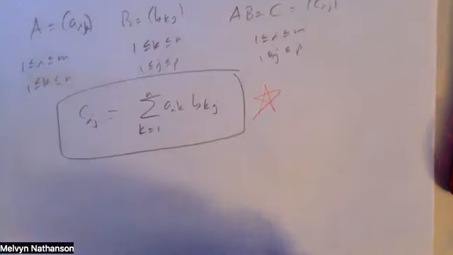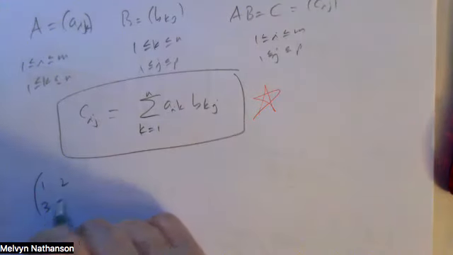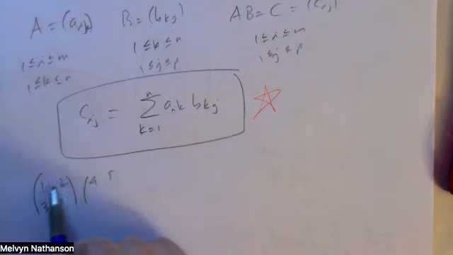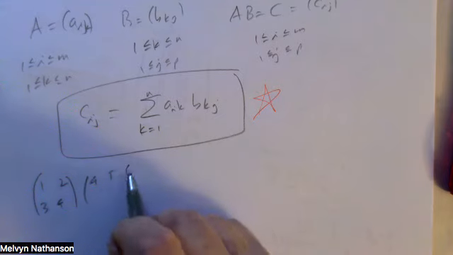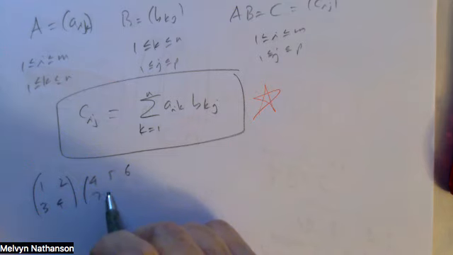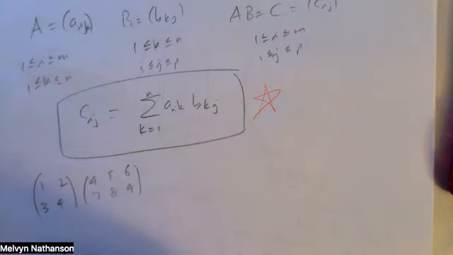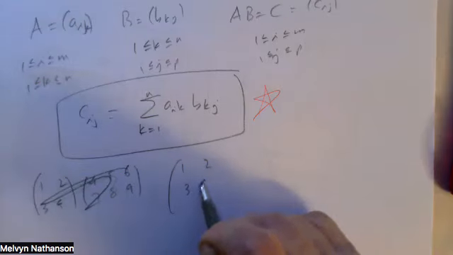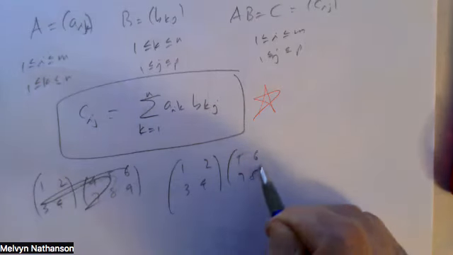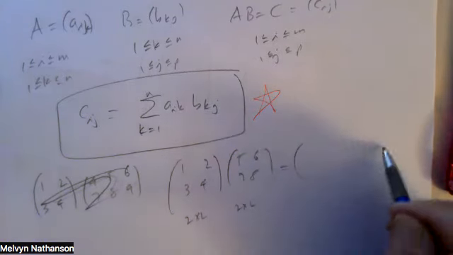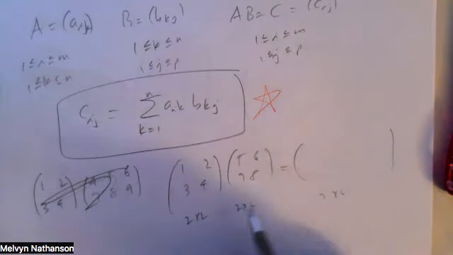So let's look at some examples. Let's take 1, 2, 3, 4, 5. This has two columns, so this has to have 2 rows. Actually, let me start with something simpler. Just 1, 2, 3, 4 times 5, 6, 7, 8. So this is 2 by 2, this is 2 by 2. So the product is also going to be 2 by 2.